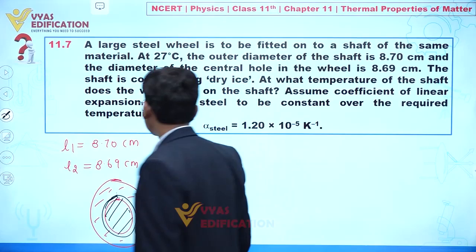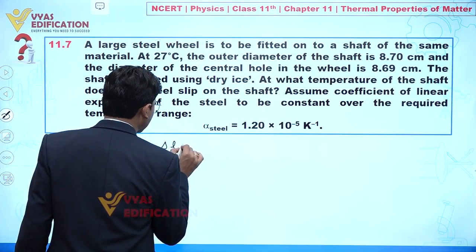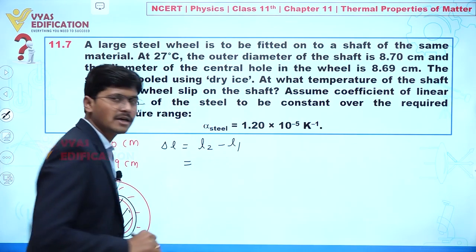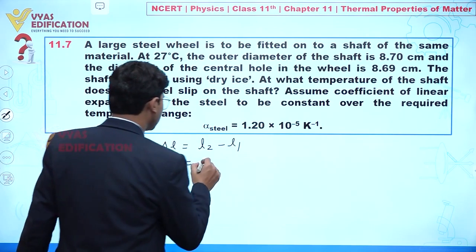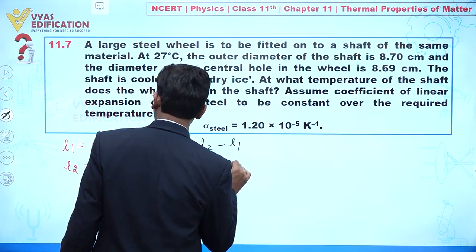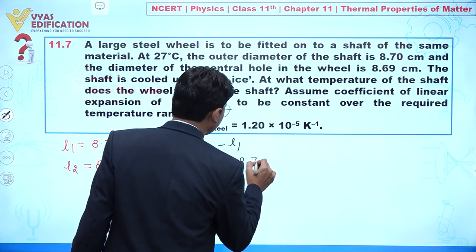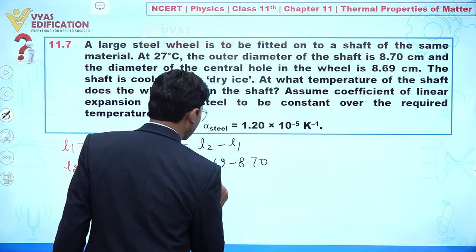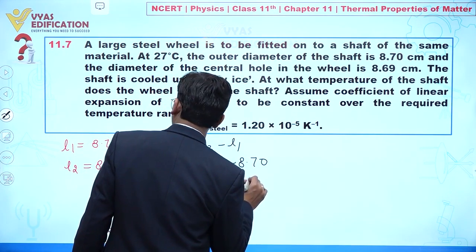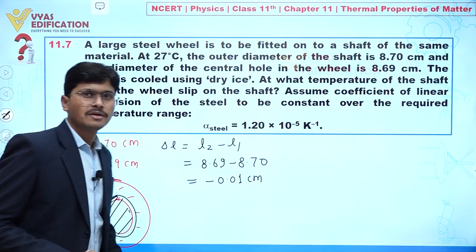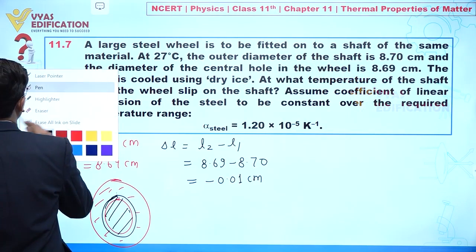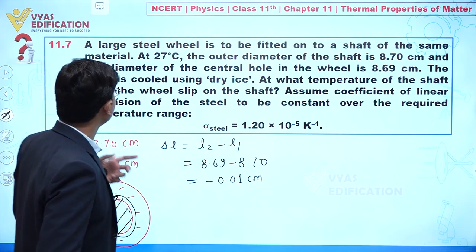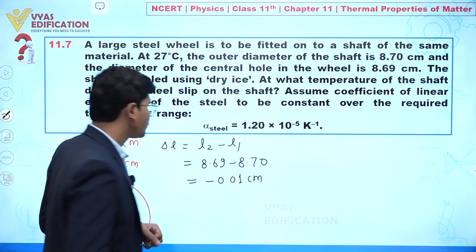So from here we can write delta L is equal to L2 minus L1. L2 value is given, 8.69 minus 8.70, so this is equal to minus 0.01 centimeter. Now what is our objective in this question? At what temperature of the shaft does the wheel slip on this shaft.